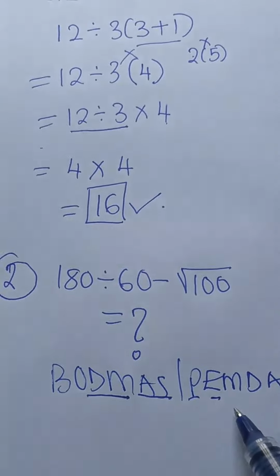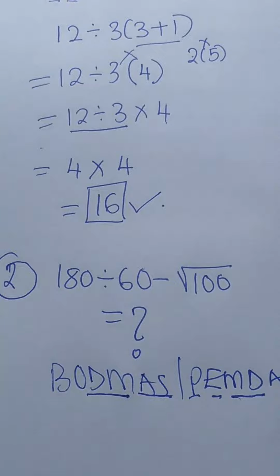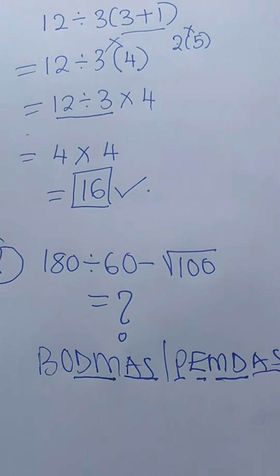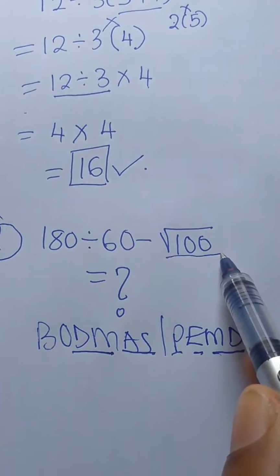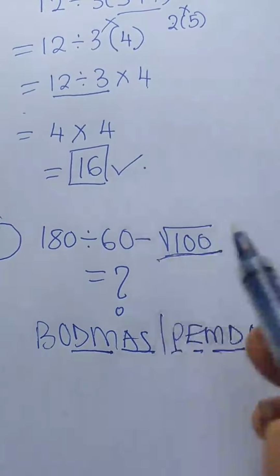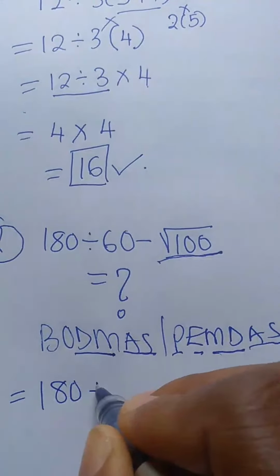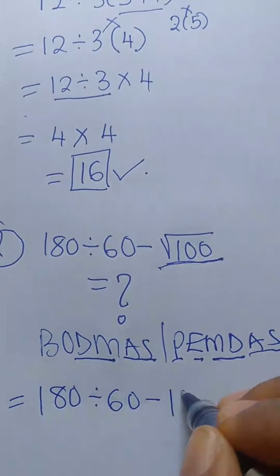Parentheses, exponents, division and multiplication on the same level, applied from left to right, and addition and subtraction on the same level, applied from left to right. So here, we start from here because this is the order, the exponent. All right, so we have 180 divided by 60, like we have there, minus the square root of 100, which is 10.